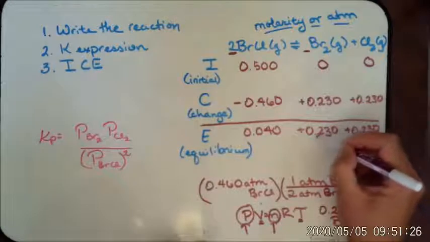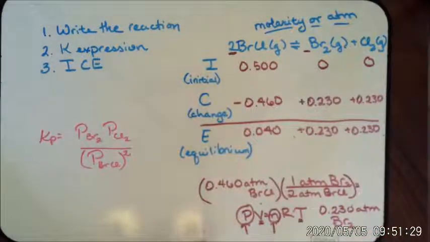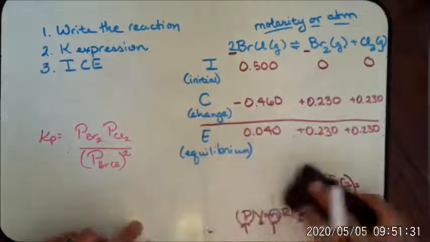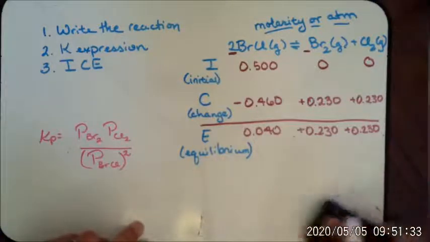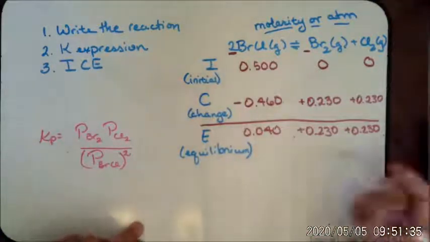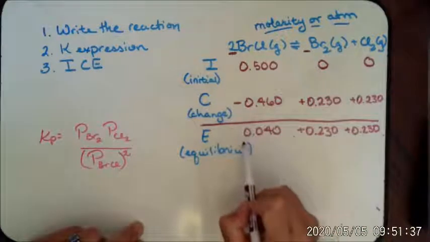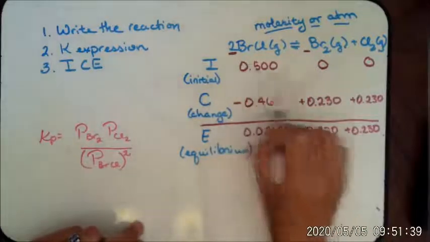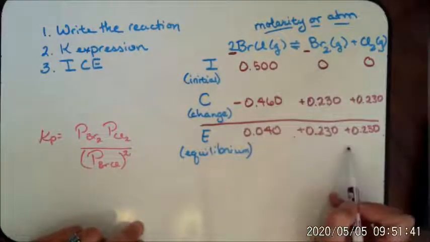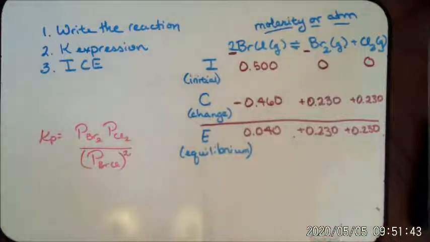So you're just going to add and subtract those out. Okay? So now that we have our equilibrium values, once you know one equilibrium value and your initials, you can derive the rest. Now that we know all of our equilibrium values, we can go ahead and plug them in our formula and calculate out our K.